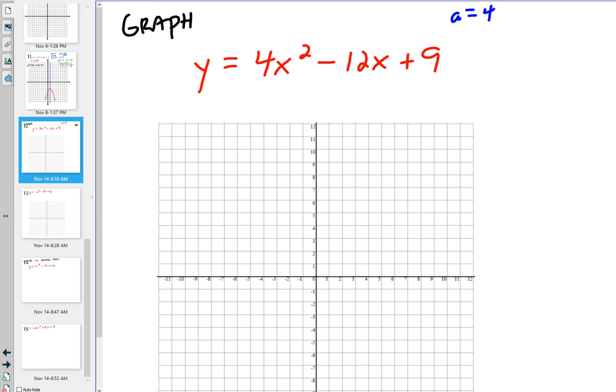Look, A is 4, B is -12, and C is 9. So then H, since B is -12, we're going to make that a positive 12 over 2 times 4, which actually ends up giving you 12 over 8, which is 3 over 2. So you divide each by 4, that gives you 3 over 2. Your calculator will tell you it's 1.5.